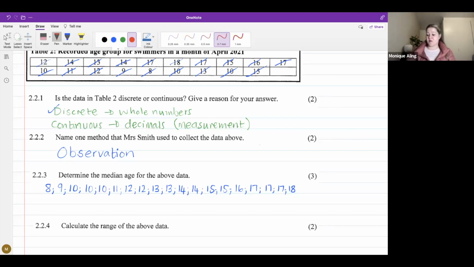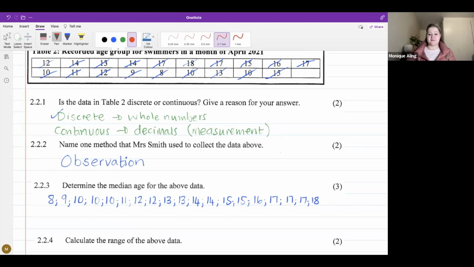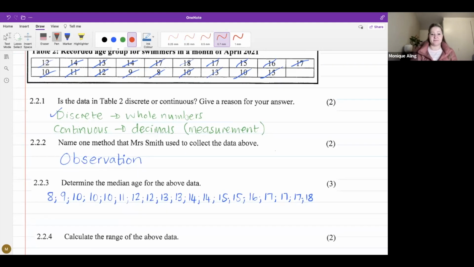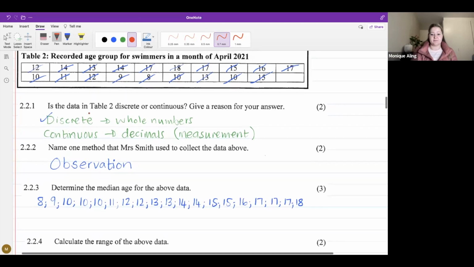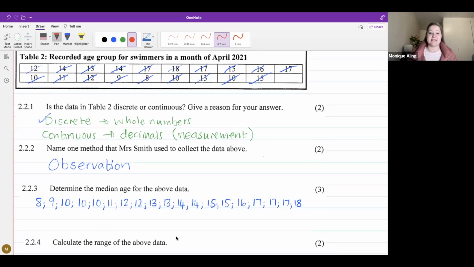Okay, so I've put my numbers in order. Now I need to find the middle number. Anyone got the middle number yet? Nice, Lucidi. Yes, Katleho. Okay, I see we're all getting 13.